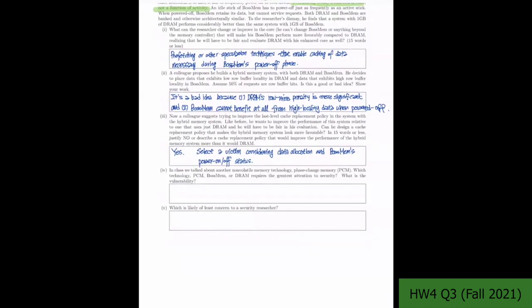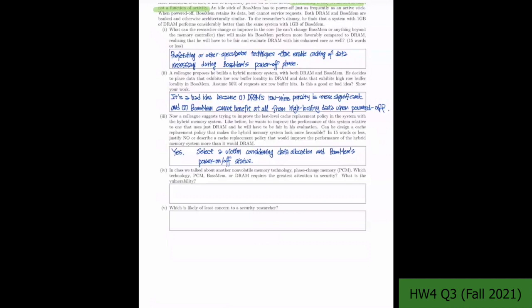And the next question is, in class, we talked about another non-volatile memory technology, phase change memory, or PCM. The question is, which technology, PCM, BossMem, or DRAM, requires the greatest attention to security? What is the vulnerability? And the next question is, which is likely of least concern to a security researcher? So the questions are asking about the security properties of each memory technology.